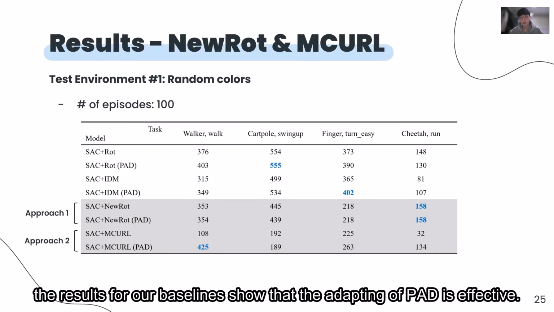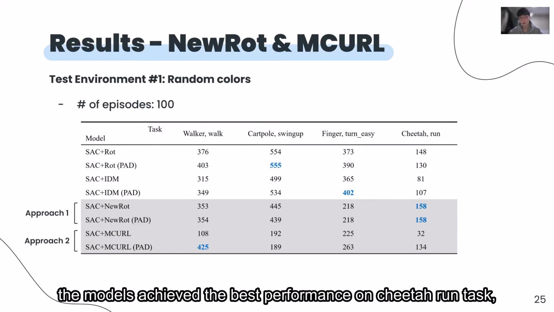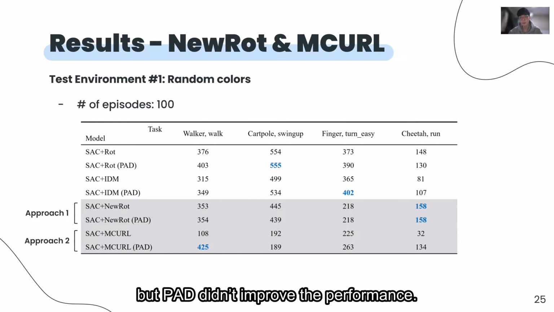These are the evaluation results in the random color test environment. As you can see, the results for our baseline show that the adaptation of PAD is effective. In the case of the first approach, the models achieved the best performance on the cheetah run task, but PAD didn't improve the performance.